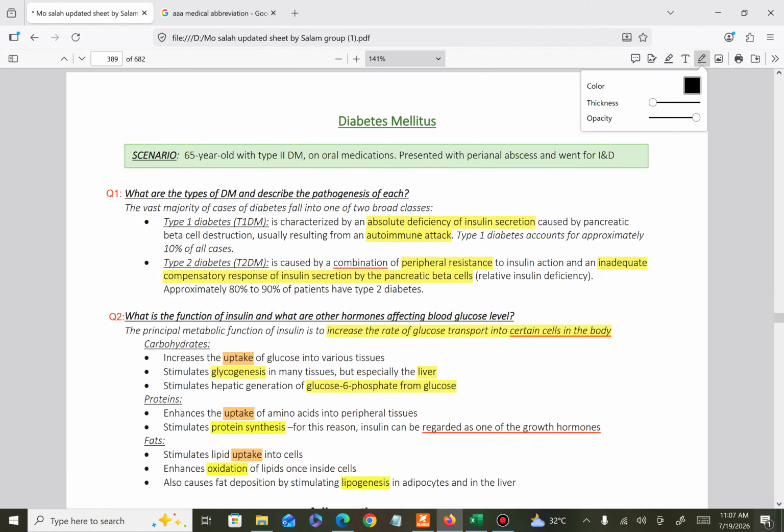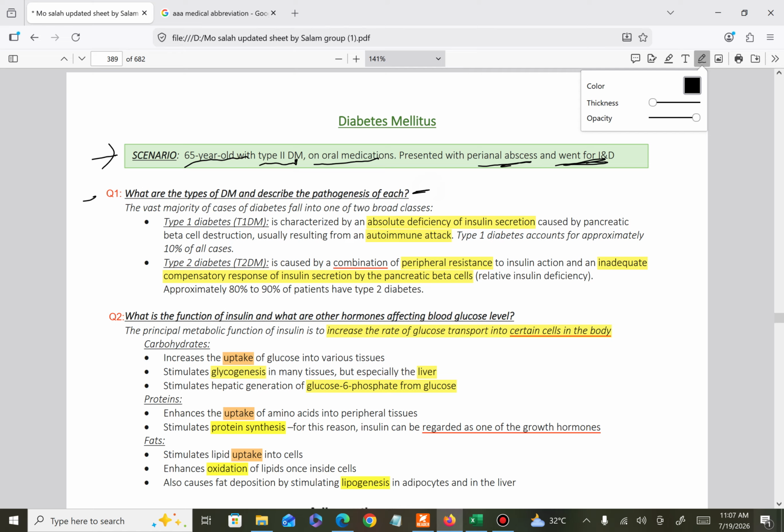So the scenario is a 65-year-old patient with type 2 diabetes on oral medications presented with perianal abscess and went for incision and drainage. So the question one is, what are the types of diabetes and describe the pathogenesis of each.